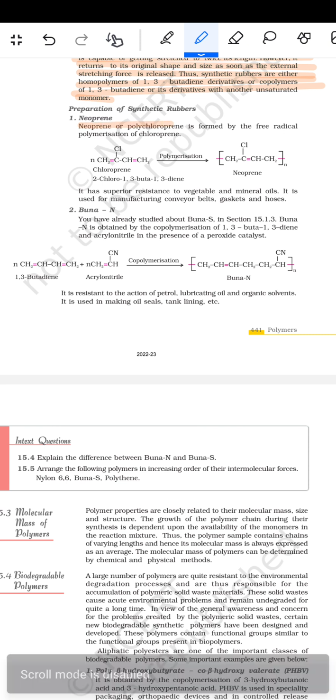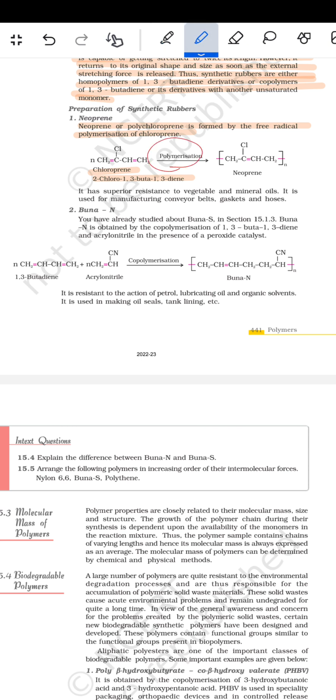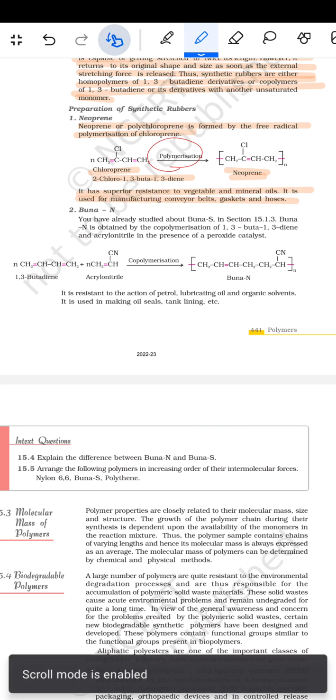Neoprene. तो neoprene or polychloroprene is formed by the free radical polymerization of chloroprene. जैसे क्लोरोप्रीन ये है, इसमें 2-क्लोरो-1,3-ब्यूटाडाइन का पोलीमराइजेशन करते हैं, तो इसमें नियोप्रीन बन जाता है. फिर it has superior resistance to vegetable and mineral oil. It is used for manufacturing conveyor belts, gaskets and hoses.